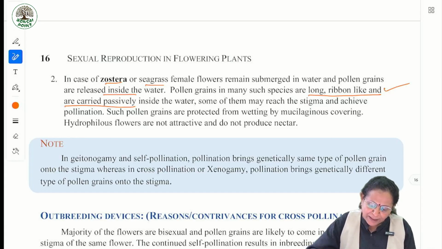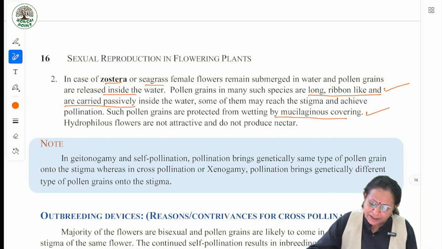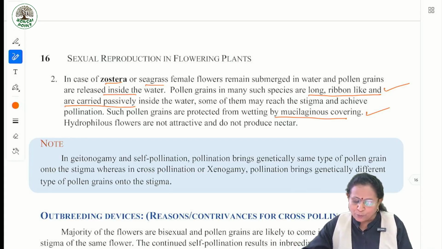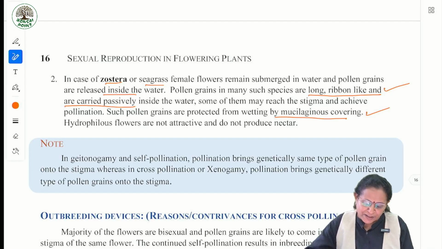This is important. Such pollen grains are protected from wetting by mucilaginous covering. How is that? Pollen grains don't get wet when they are in water, means such pollen grains have mucilaginous covering that prevents them from wetting. Hydrophilous flowers are not attractive and do not produce nectar.